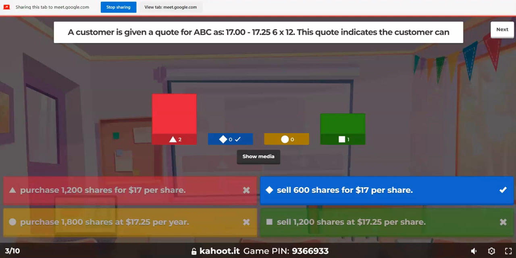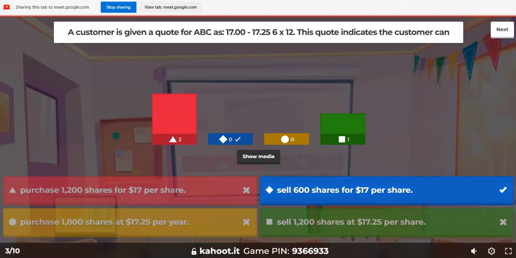Again, it's like a shorthand notation. How many round lots of 100 shares are wanted to buy at the bid, and offered for sale at the ask. So this shorthand notation says there are 600 shares that are wanted to buy at $17, and there are 1,200 shares offered for sale at $17.25.